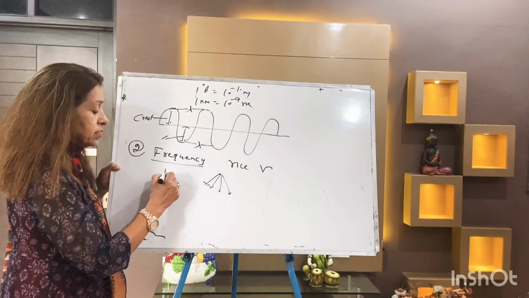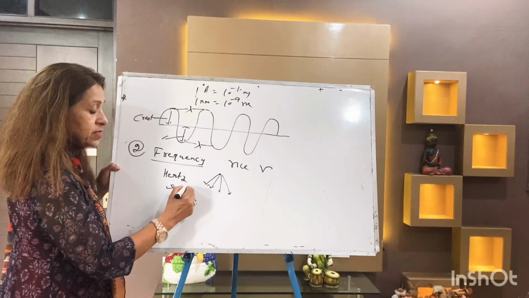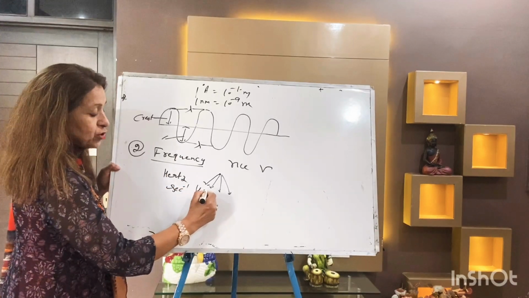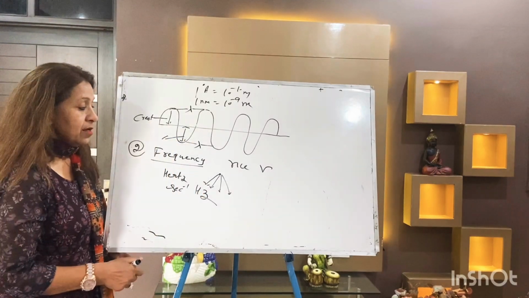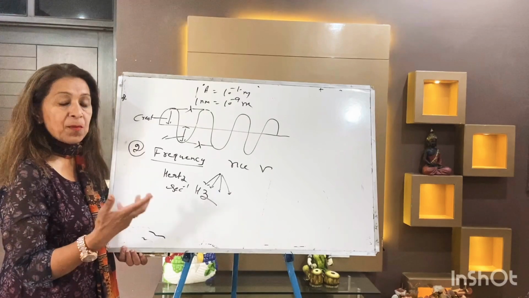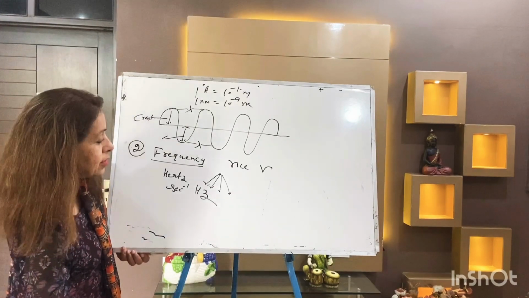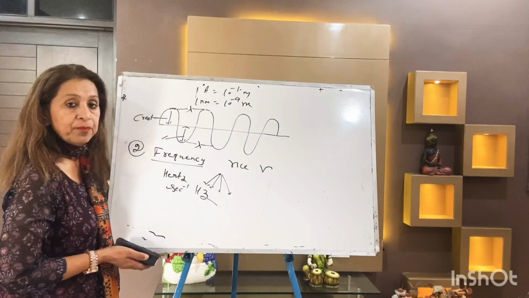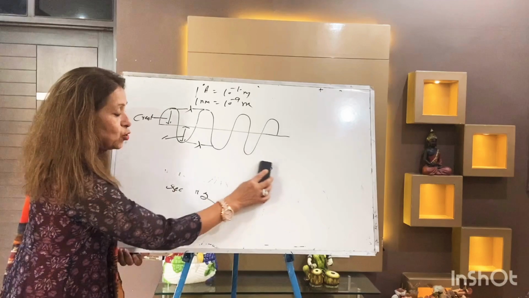Its unit is hertz, HERTZ. Per second, or you may call it Hz. So frequency is the number of electromagnetic waves coming out from a given point in 1 second. Its representation is nu, this symbol. Hertz and per second is the unit.